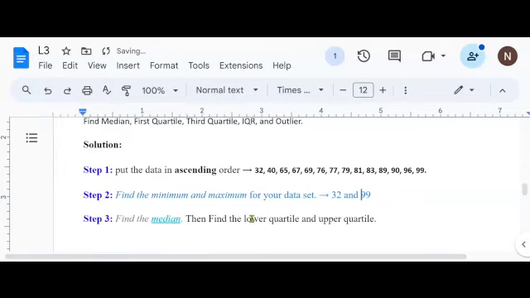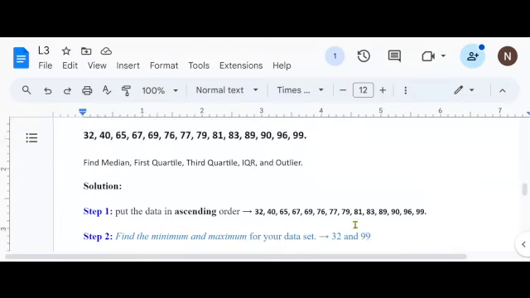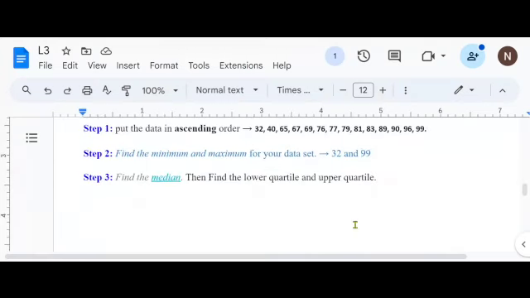Step 3, find the median. Find the lower quartile and the upper quartile. So how can we do this? We follow the formula Q1, and then find the median. How can we find the median? Median is the middle number.